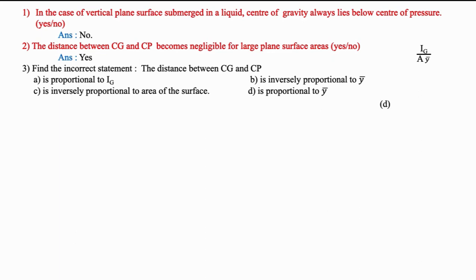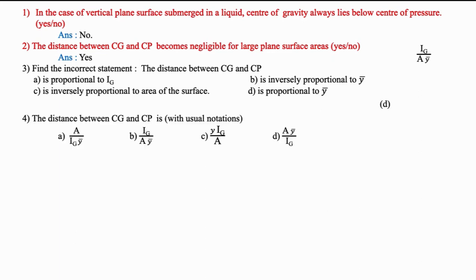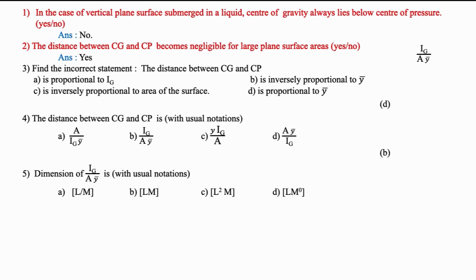The answer is D. The distance between Cg and Cp is Ig by Ay bar. The answer is B. The dimension of Ig by Ay bar is L^4 by L^2 into L, which is L to the power 1. Since Ig by Ay bar represents a distance, the answer is D.